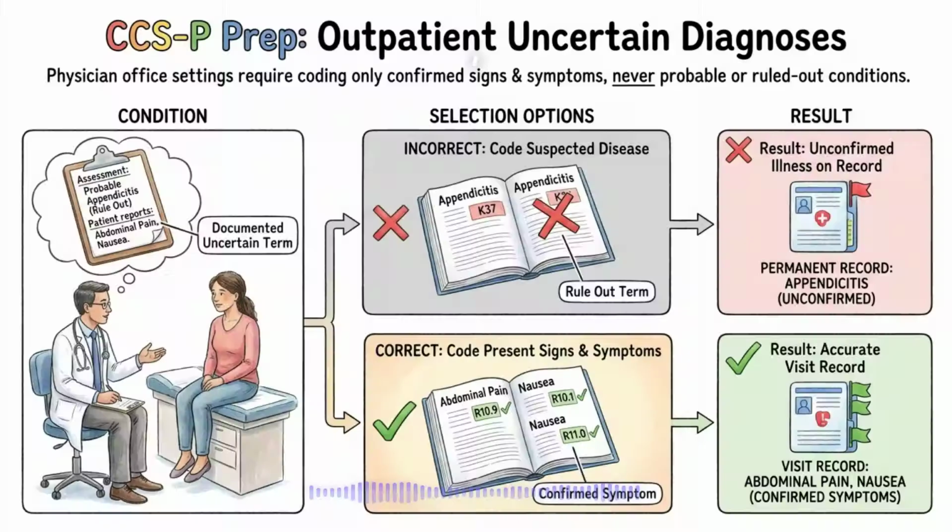Outpatient coding has a very strict rule regarding uncertain diagnoses that differs completely from inpatient hospital coding. In a physician office setting, you must never code diagnoses that are documented as probable, suspected, questionable, or rule out. These uncertain conditions are not considered confirmed. So instead of coding the suspected disease, you must code the specific signs or symptoms that the patient is actively experiencing. This prevents unconfirmed serious illnesses from being permanently attached to a patient's medical insurance history.